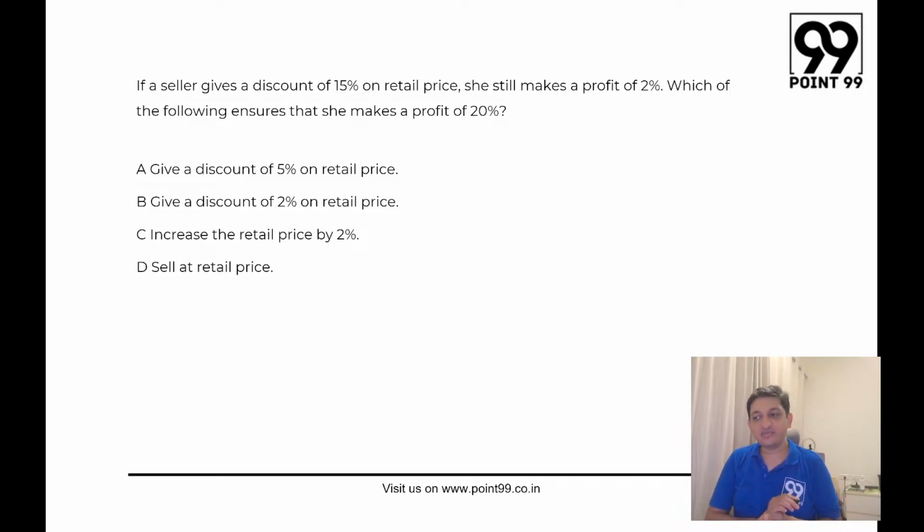Now in this particular case, what you will have to do is sit and figure out the expression, and then you will be able to manage it. Okay, so what are we saying here? If a 15% discount is given on the retail price, then the profit is 22%, right?